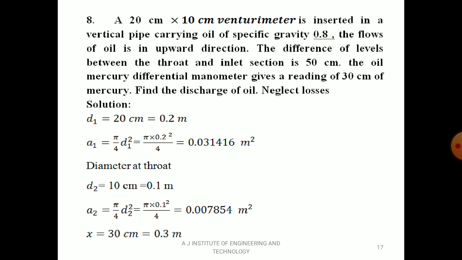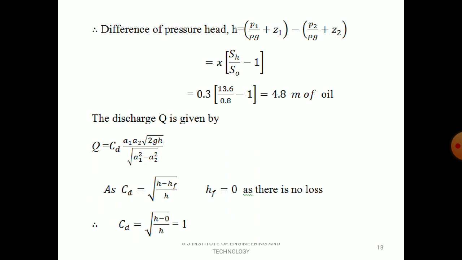X value is given as 30 centimeter. Convert from centimeter to meter: 30 divided by 100, that is equal to 0.3 meter. So, difference of pressure head. See here, this problem is very important. The third case is related to a vertical pipe or inclined venturimeter. You saw that in the first introduction part.